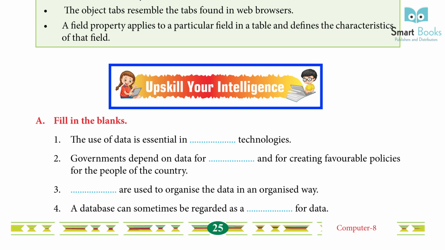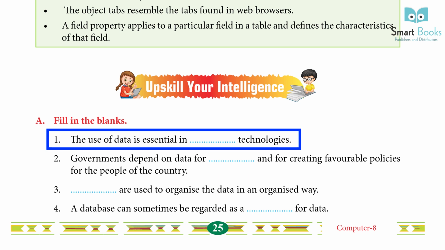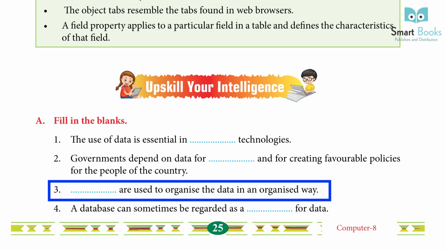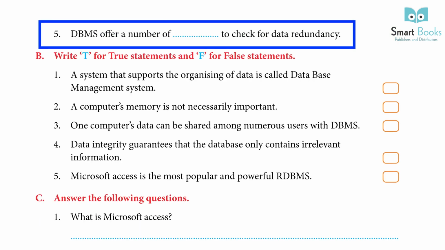Upskill your intelligence. A. Fill in the blanks. 1. The use of data is essential in dash technologies. Answer: advanced. 2. Governments depend on data for dash and for creating favorable policies for the people of the country. Answer: decision making. 3. Dash are used to organize the data in an organized way. Answer: databases. 4. A database can sometimes be referred to as dash for data. Answer: storage. 5. DBMS offer a number of dash to check for data redundancy.